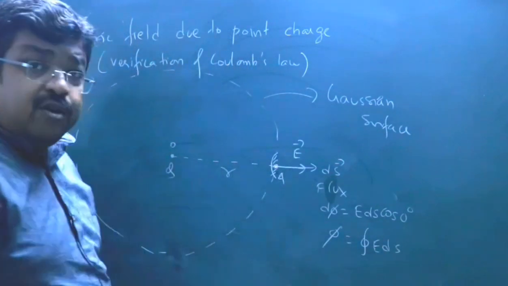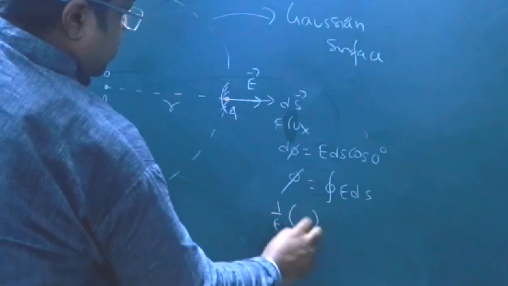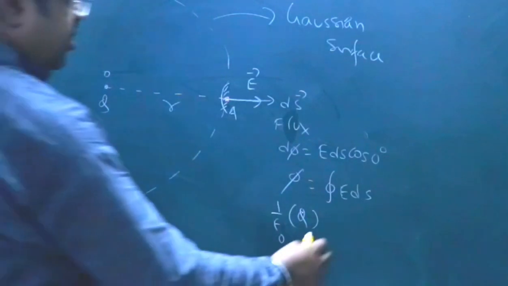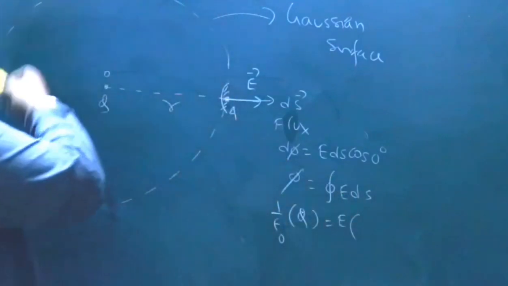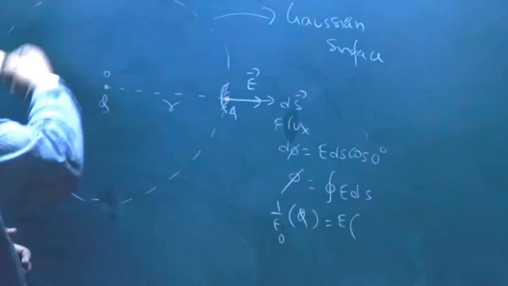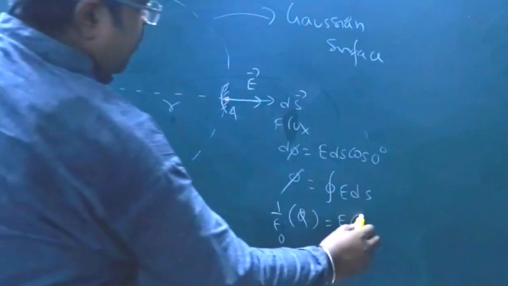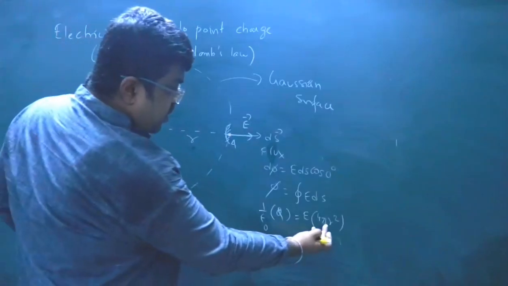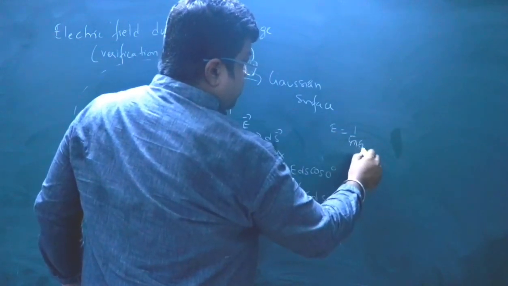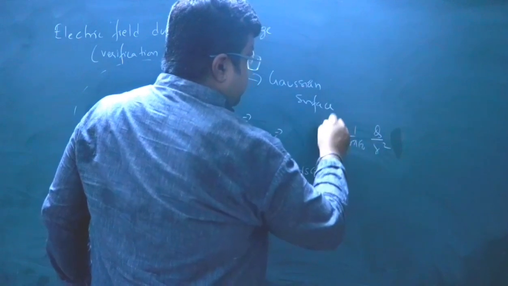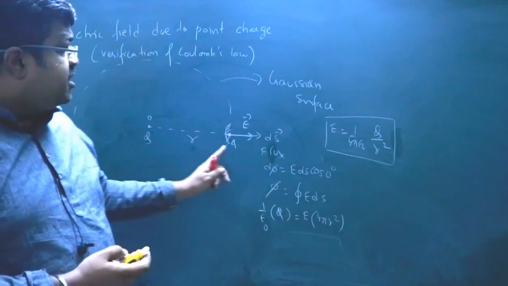Now phi, from Gauss's theorem, is 1 by epsilon naught times the enclosed charge. Here the enclosed charge is q. So this is equal to E into the integral over the closed surface of ds. If you integrate, you will get the total area of the sphere, which is 4 pi r square, where small r is the radius. So if you bring this term over here, we have E is equal to 1 by 4 pi epsilon naught q by r square. This is the expression for electric field intensity due to a point charge q at a distance r from it.